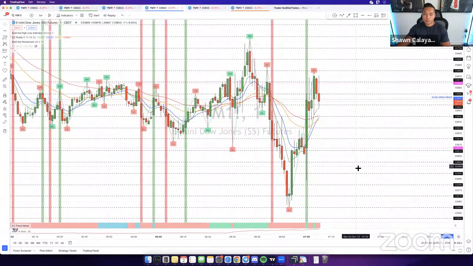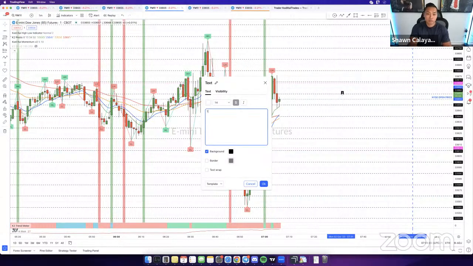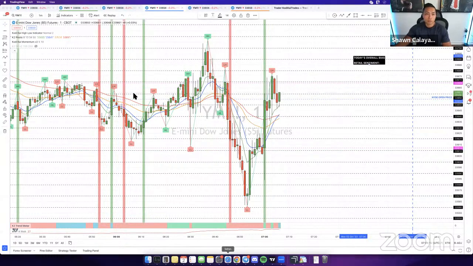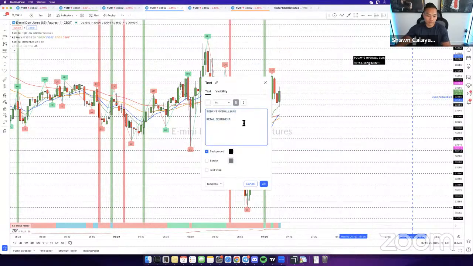Another thing that I'll do here is I'll take a look at today's overall bias. So today's overall bias, retail sentiment is currently, let's go take a look. Retail sentiment is currently 64% long. This indicates that 64% of retail traders are currently buying right now. So we typically want to do the opposite and sell. It doesn't really matter for the momentum pullback scalp because we're looking for little entries, but we'll just keep this in mind. So it's currently bearish right now, 64% long.